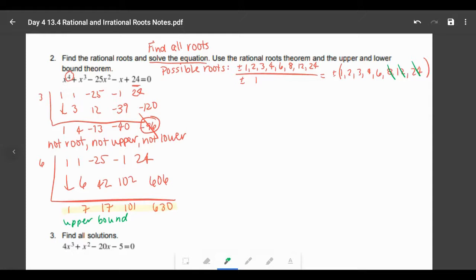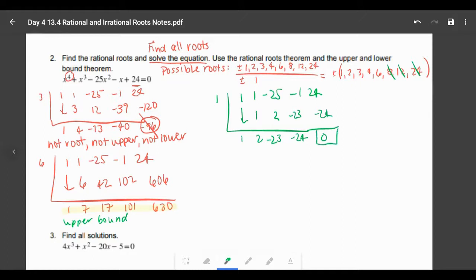So now I'd like to maybe just see if I can find one that works, right? I know I got to pick a number that's lower than 6, and I'm going to pick 1. So if I try 1, I've got 1, 1, negative 25, negative 1, and 24. And I'm going to do my synthetic division. And what do you know? I have a 0 as a remainder. So the remainder being 0 tells me that I have found one of my roots. My root is 1. Okay, so now I have found one of the 4 potential roots.